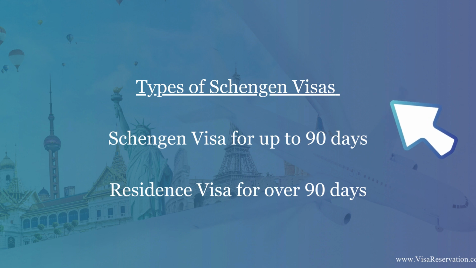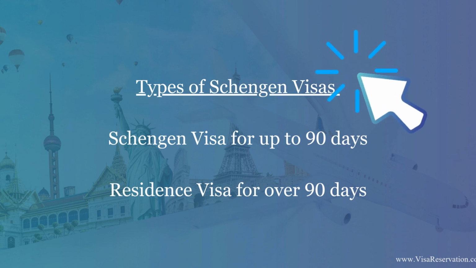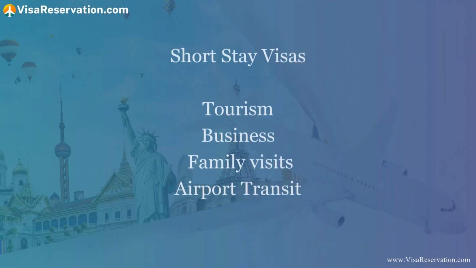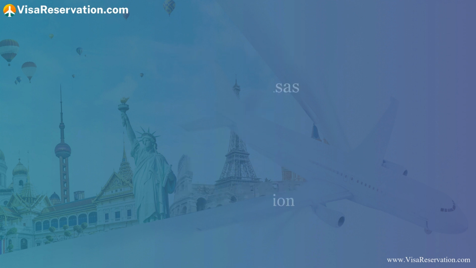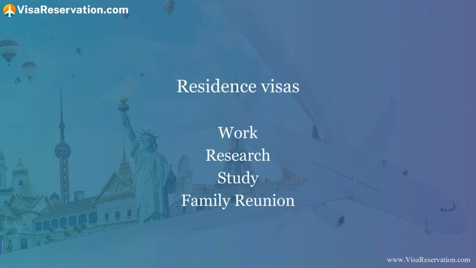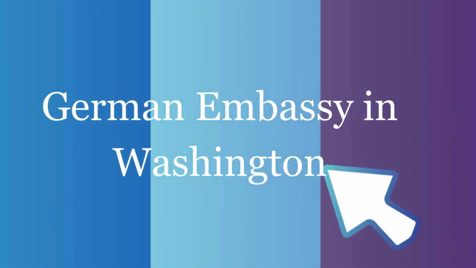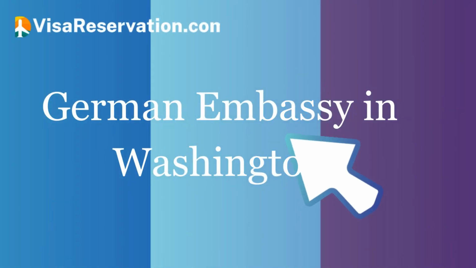The two types of visas you can apply for are a Schengen visa for up to 90 days or a residence visa for over 90 days. There are different categories of short and long stay visas, and the one you apply for will depend on why you're travelling to Germany. You must make sure you apply for the correct visa. Check the German Embassy in Washington's website before you begin. Hit that link on the screen.